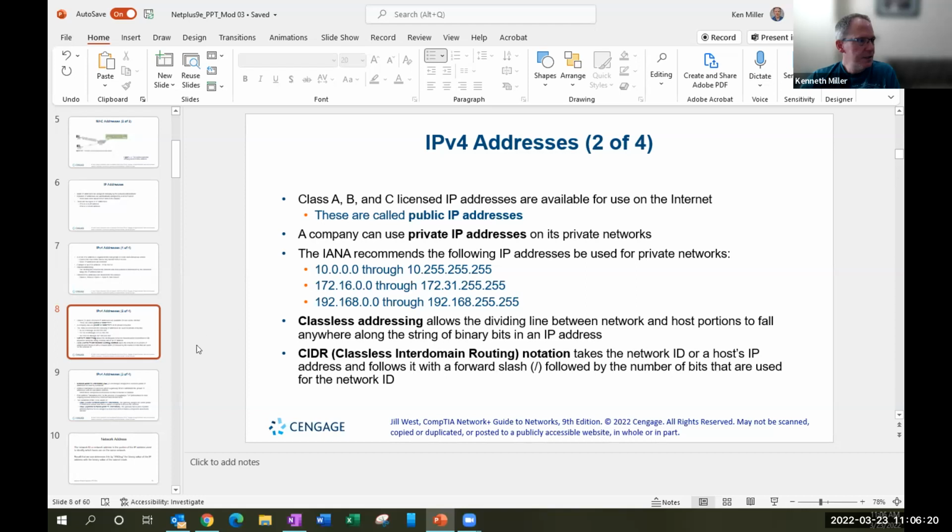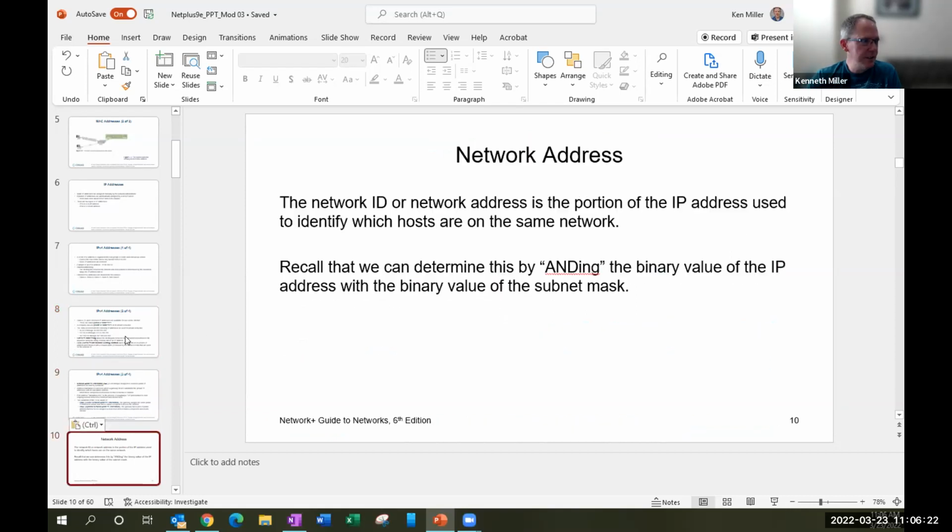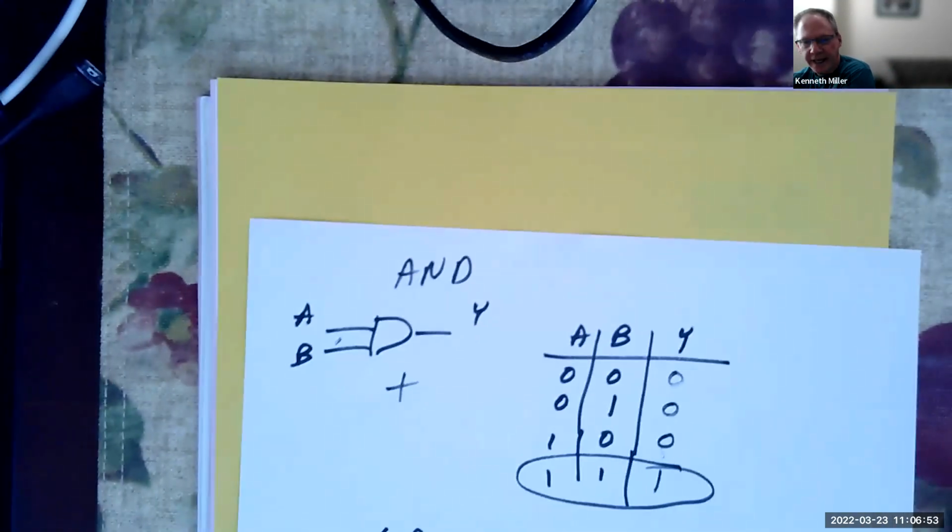All right. So I'm going to leave this network address translation for you to look at, but I do want to talk about the network address. So I'm going to share my other camera. Give me a second. All right. So before we get too far into that information, first thing I want to do is discuss the AND gate.